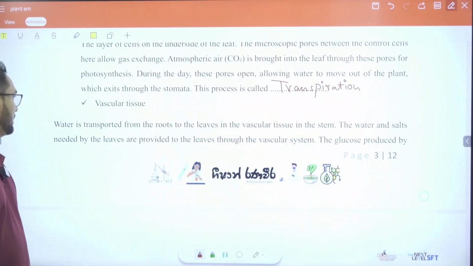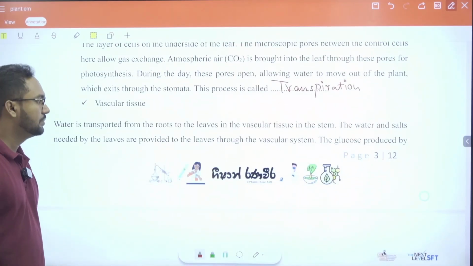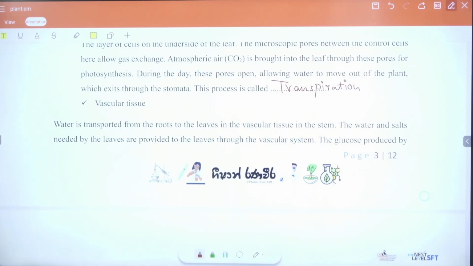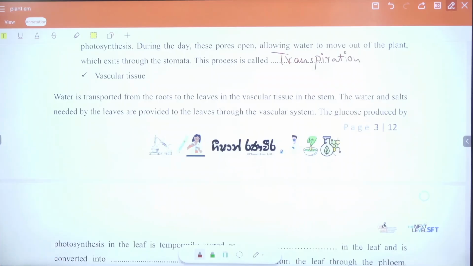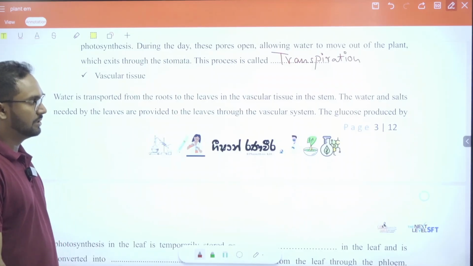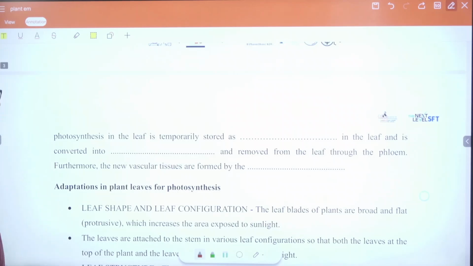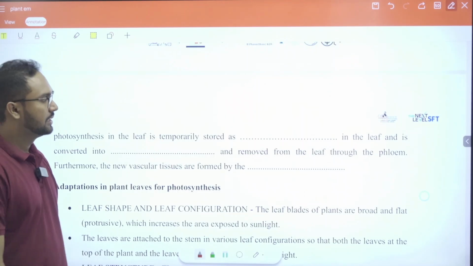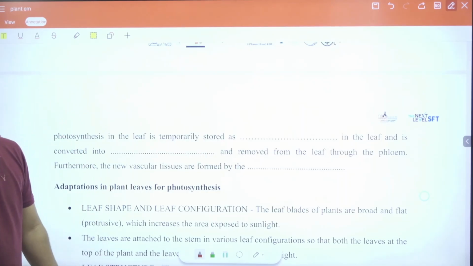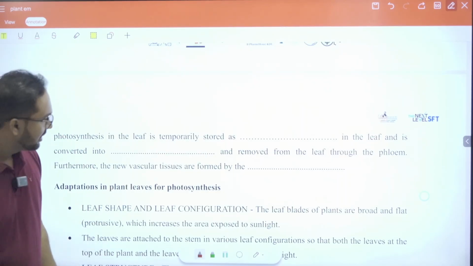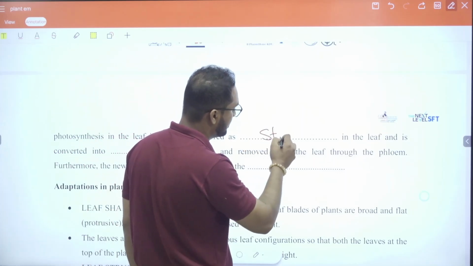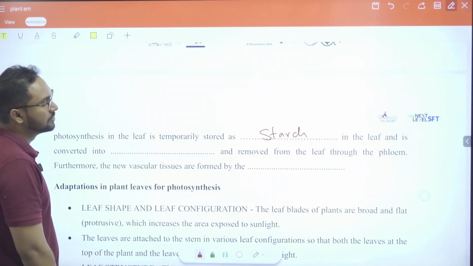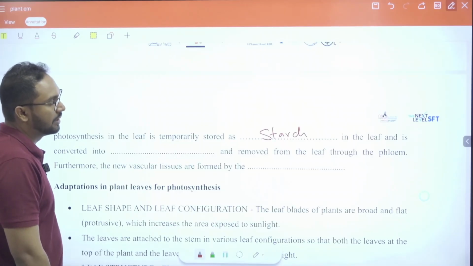The vascular tissue: water is transported from the roots to the leaves in the vascular tissue in the stem. The water and salts needed by the leaves are provided through the vascular system. The glucose produced by photosynthesis in the leaf is temporarily stored as starch in the leaf and is converted into sucrose and removed from the leaf.